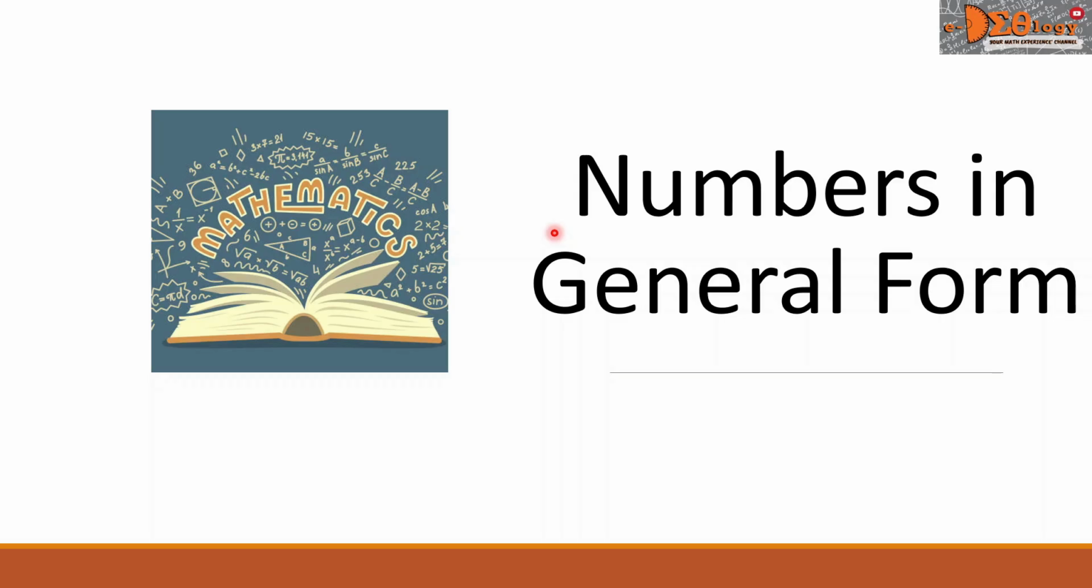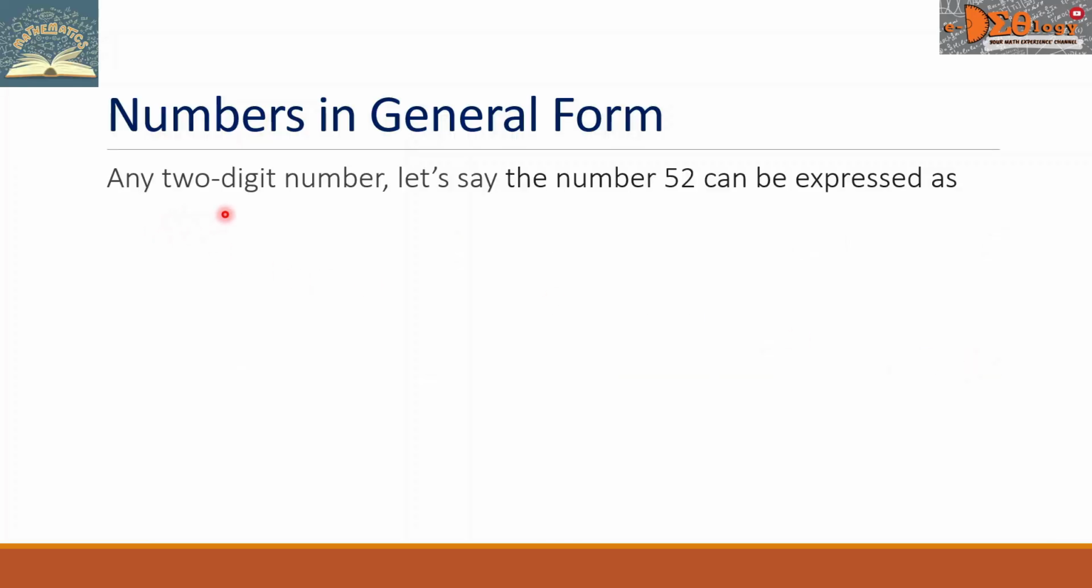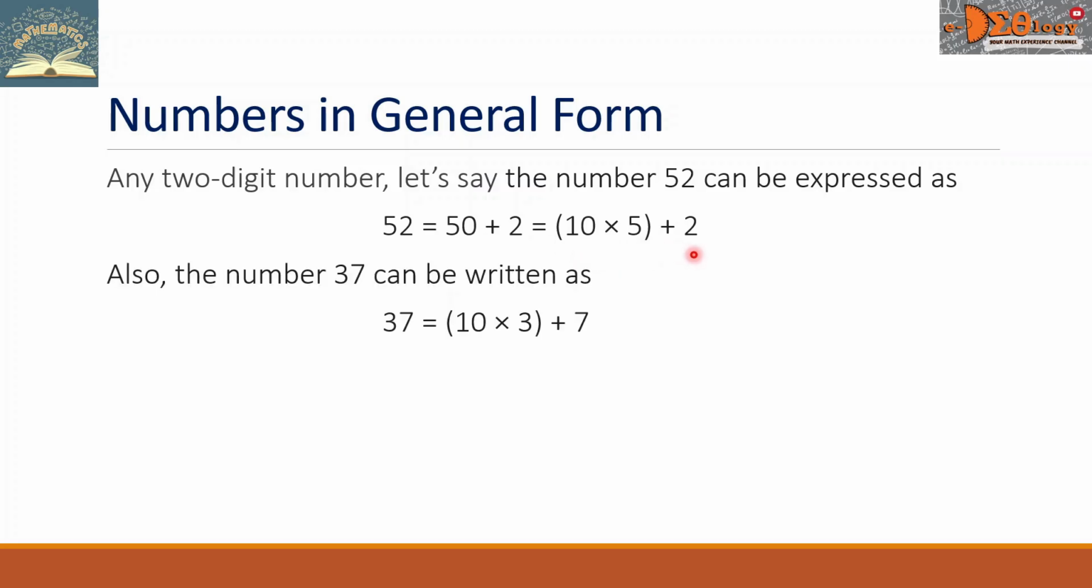Hi everyone. Today we're going to study numbers in general form. Any two-digit number, let's say the number 52, can be expressed as 52 equals 50 plus 2. Then this 50, we can show that this is 10 times 5, grouped together, and then plus 2. Also, the number 37 can be written as 37 equals the group 10 times 3 and then plus 7.